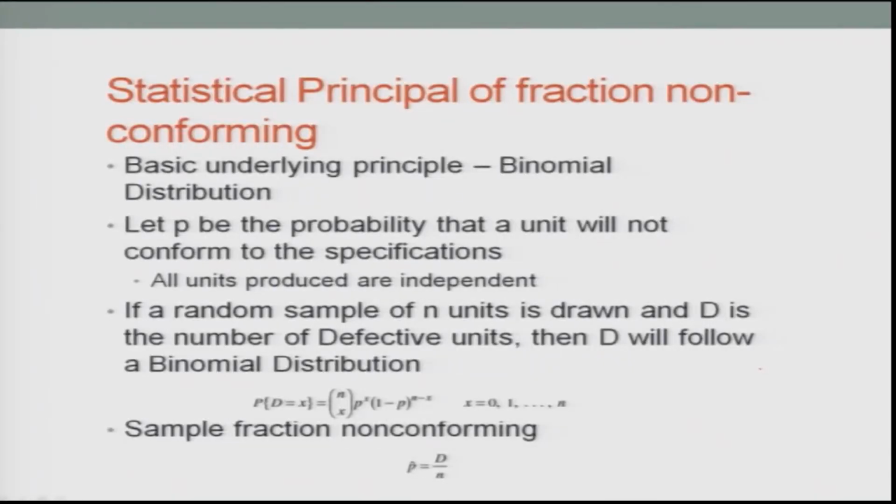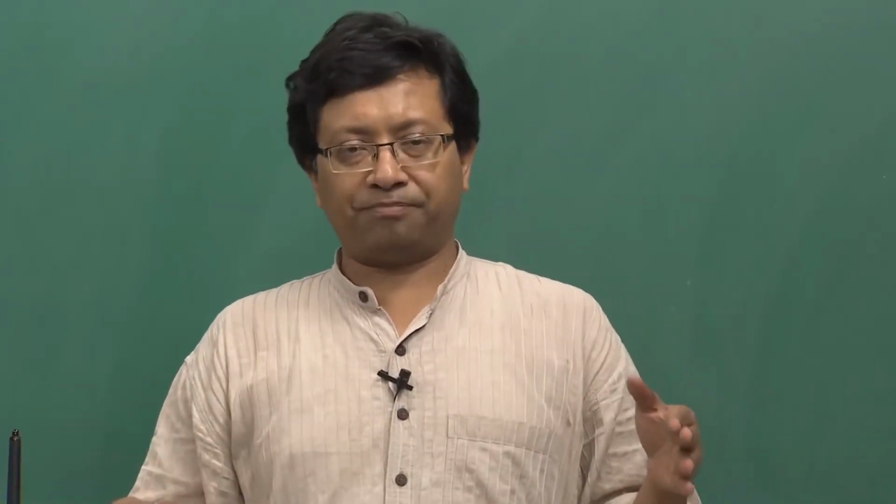If a random sample of n units is drawn and D is the number of defective items, then D would follow a binomial distribution with the corresponding PMF, because PMF is probability mass function, which would be nCx, the number of combinations of taking x from n observations, times p to the power x times 1 minus p to the power n minus x. So, obviously, you have n number of chairs to be filled up, x are of one type, n minus x are of the other type. So, the overall combination becomes nCx.